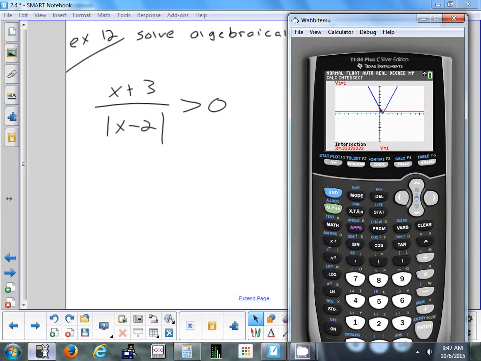This will be our last one. Right, what I would do, since 0 is already by itself on one side, just leave it like that. So we're going to do this one with 0 by itself. Okay, in parentheses, put x plus 3 divided by, put in absolute value, x minus 2. And we're going to look for where this graph is positive. Look for where it's above 0.